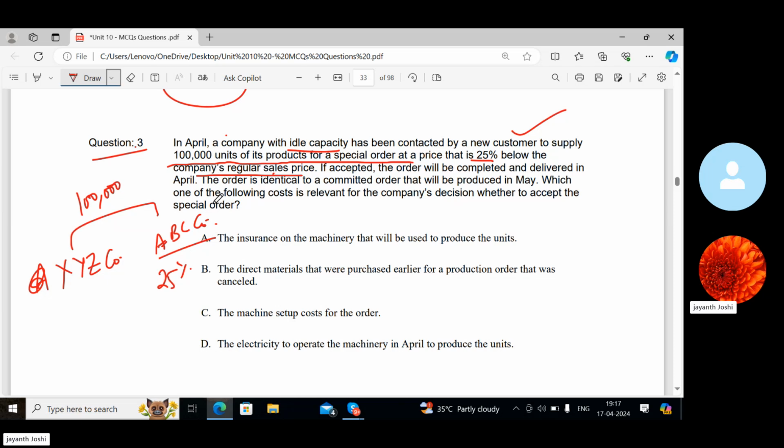If accepted, the order will be completed and delivered in April. The order is identical to a committed order that will be produced in May. The order, if accepted by XYZ company, will be completed and delivered in April. So in May also they're going to make some order of this kind only. Which one of the following costs is relevant for the company's decision whether to accept the special order? So please tell me what can be your answer.